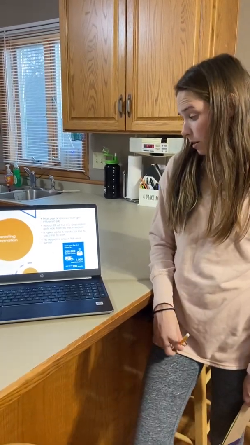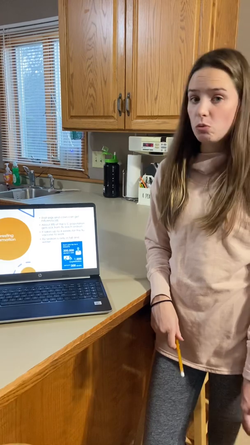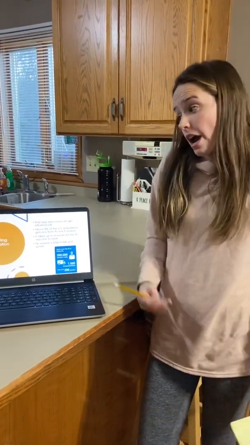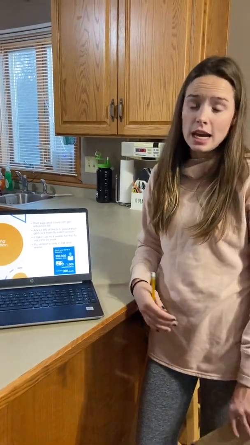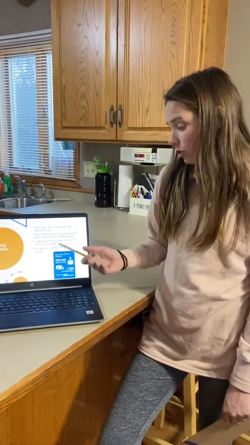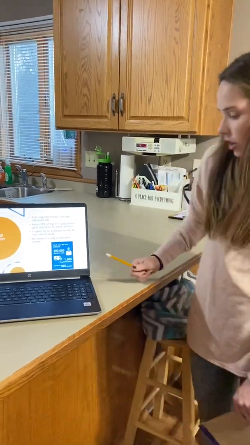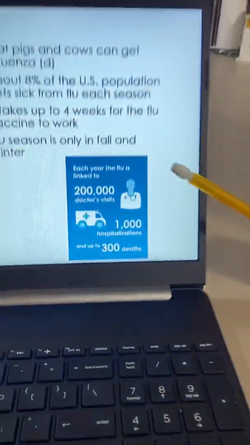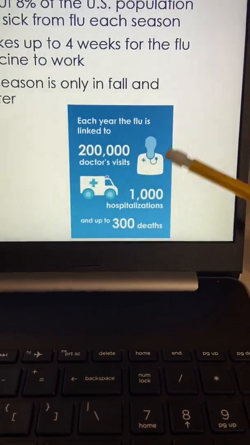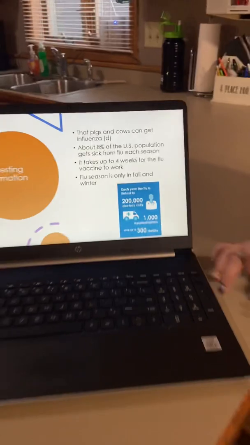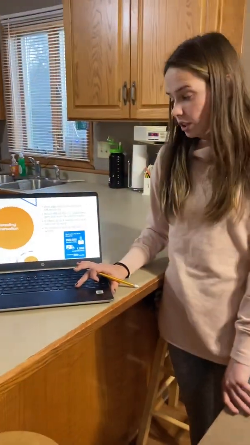And then it takes up to 4 weeks for the flu vaccine to work. So a lot of people go in and get the influenza flu vaccine, and to me, I don't know, it takes 4 weeks for it to actually take effect, which is a long time. And then flu season is only in fall and winter. And then this picture right here is each year the flu is linked to 200,000 doctor visits, 1,000 hospitalized, and up to 300 deaths, which is, to me, crazy.